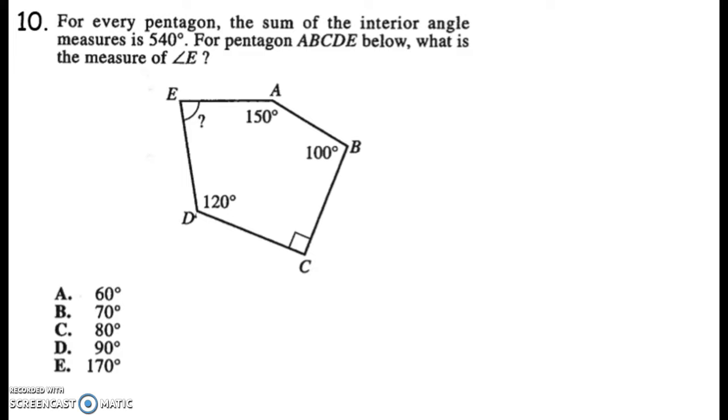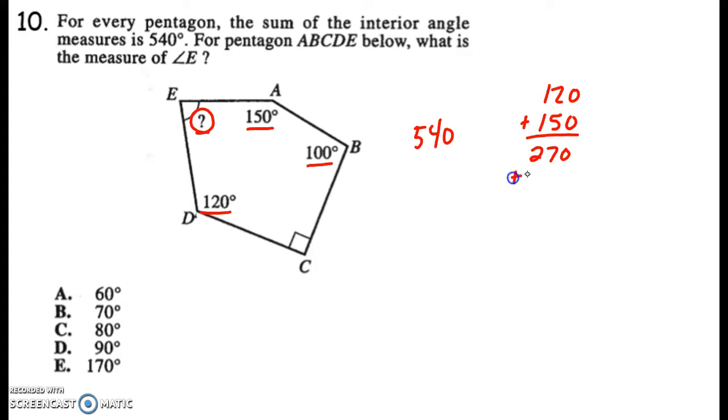Problem number 10 says, for every pentagon, the sum of the interior angle measures is 540 degrees. So if you add up these 5 angles, it totals 540 degrees. It says for pentagon ABCDE below, what is the measure of angle E? So we're trying to solve for E. So I know that 540 degrees total, and I have already given 120. If I take that and add that with 150, so 120 plus 150 gives me a total of 270 degrees.